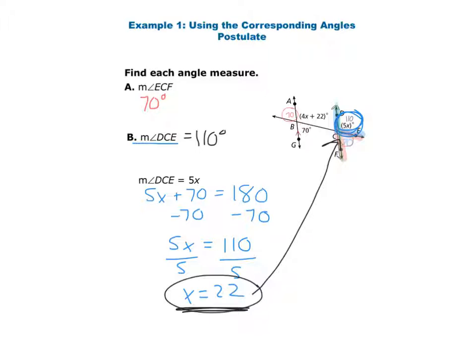So if the question asks for x, 22 is your answer. Yep. And if it doesn't, then it's 110. If it just asks, like this one, just asks for the measure of the angle, it would be 110.